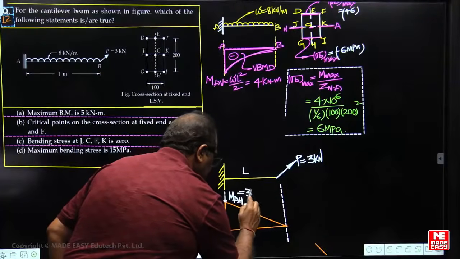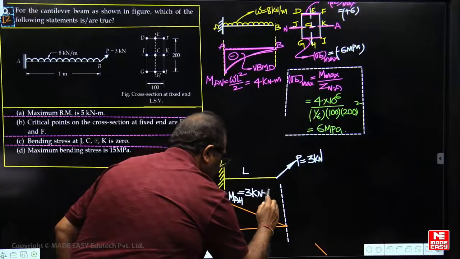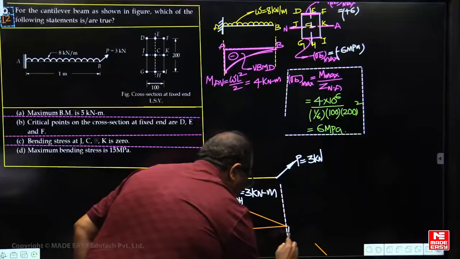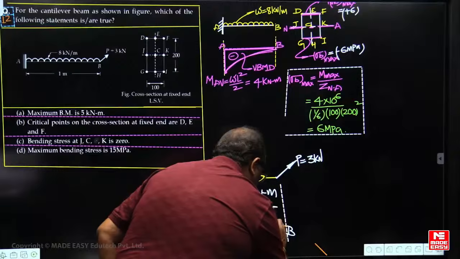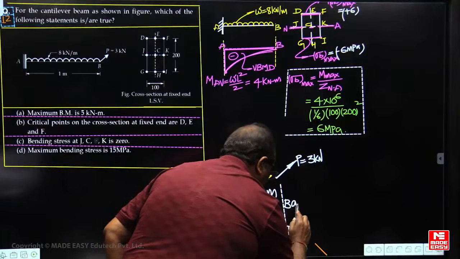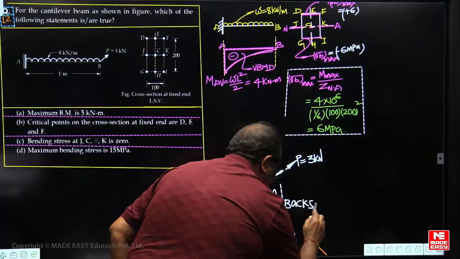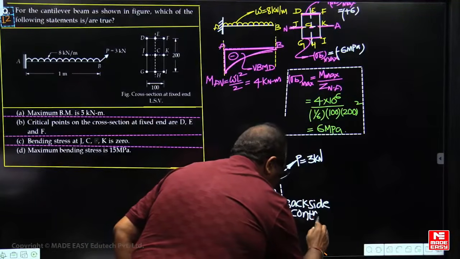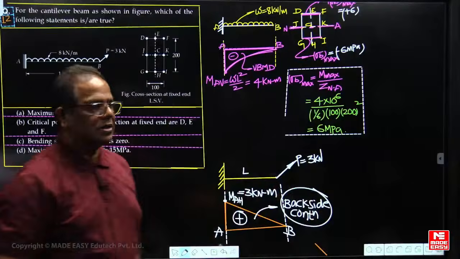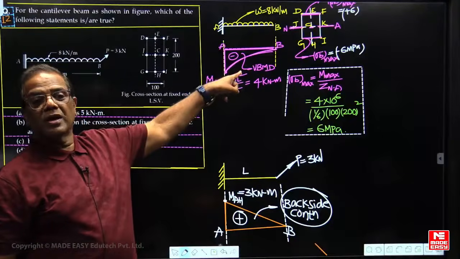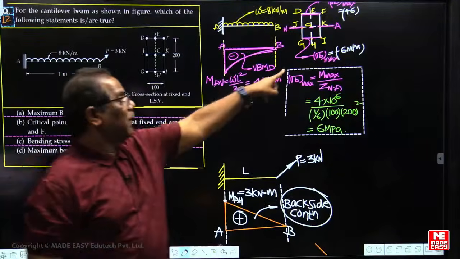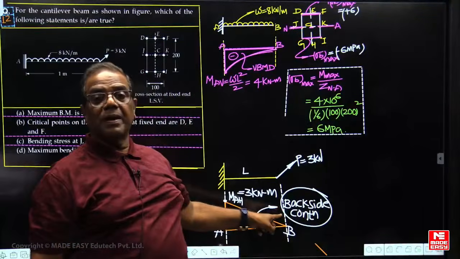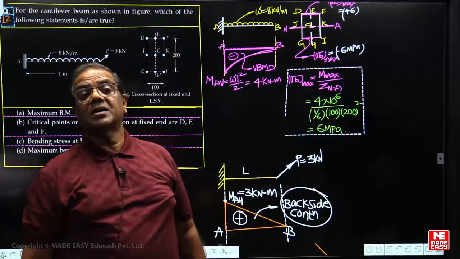That is positive. Positive means what now? Backside contraction. And here VBMD means what? Hogging. Hogging means bottom contraction. Then bottom पे compressive मिलेगा, ऊपर में tensile मिलेगा. But here back side पे negative मिलेगा, front side पे tensile मिलेगा.